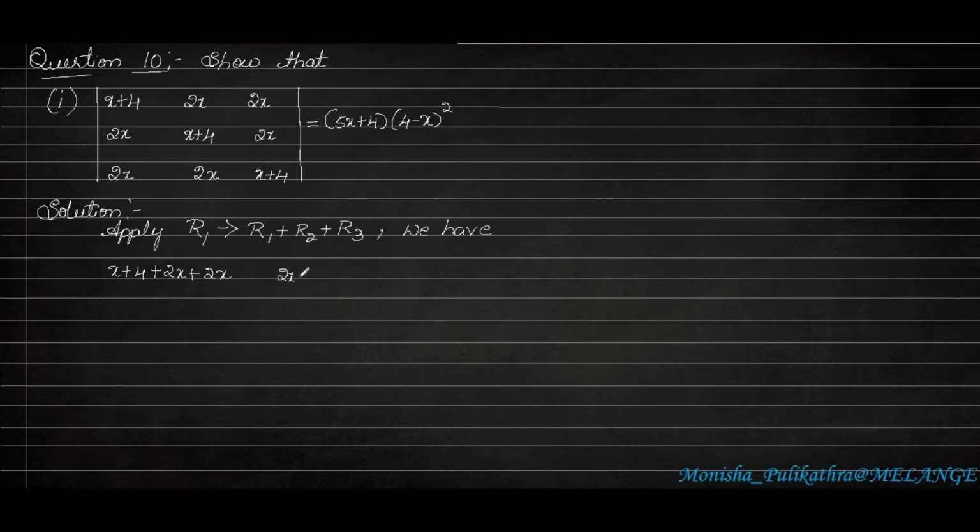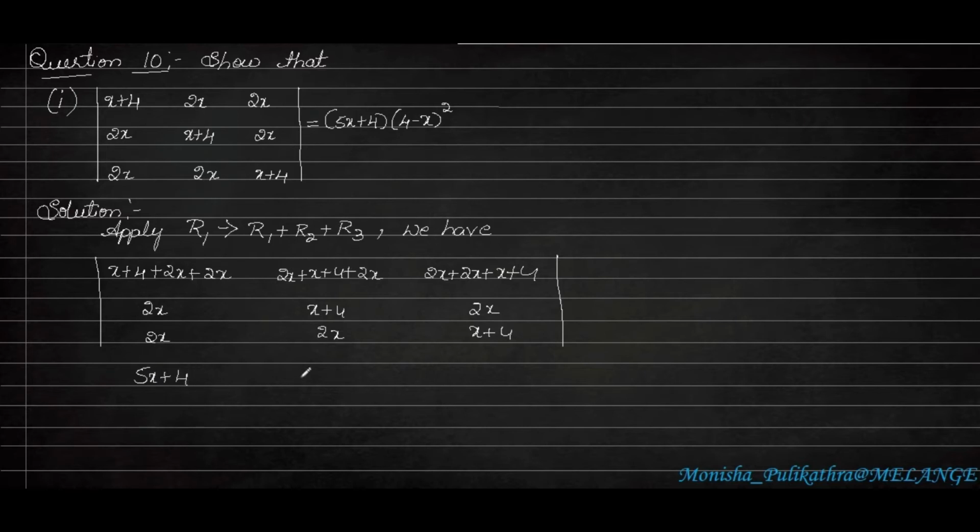Okay. So 2x plus x plus 4 plus 2x. Next 2x plus 2x plus x plus 4. Okay. And rest of the rows we have to write as it is. So 2x, x plus 4, 2x. Next is 2x, 2x and x plus 4. So it will become 2x, 2x, 4x plus just x means it will be 1x. So 4x plus 1x is 5x. It will become 5x plus 4.